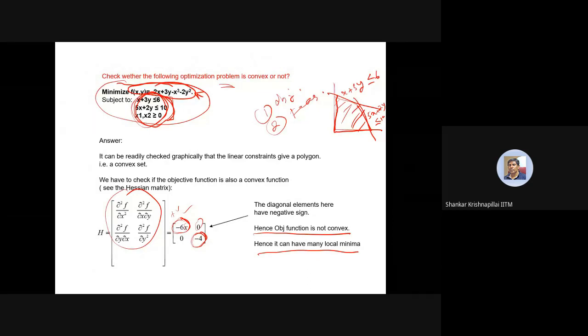So what will happen is that your feasible region is convex like this, but your objective function is not convex. So the contour can come like this. It can touch at maybe 2 points like this. Okay, that can occur. So you can't say it has only one local minima for sure. It can have multiple local minima.